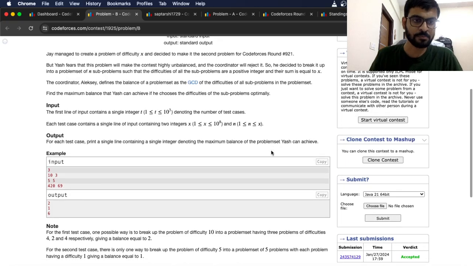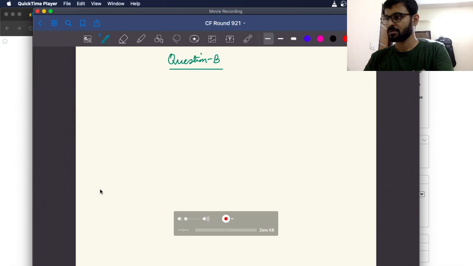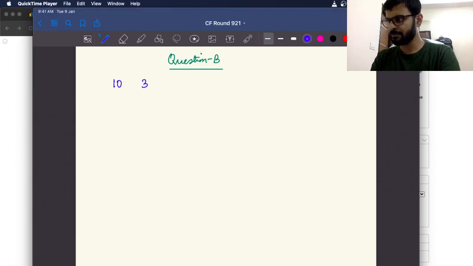So if I take these examples, 10 3, so 10 you have to divide into 3 parts, I believe. So what can you say? You can say, okay, I can divide into 3, 3, 4, or I can divide into 2, 4, 4, or I can divide into 2, 2, 6, something like this. What is the GCD over here? GCD over here is 1, GCD over here is 2, GCD over here is 2. So what is the best? The best is the GCD 2.